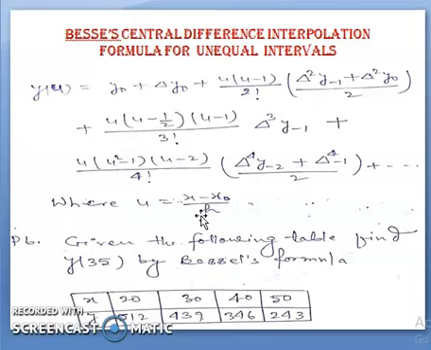Now with the help of this formula, solve the problem. Given the following table, find y of 35 by Bessel's formula. Here x is given as 20, 30, 40 and 50, and y equal to 512, 439, 346 and 243. This is the x series and these are y's values.